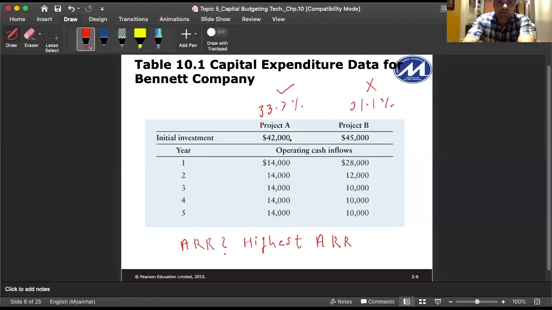Oh, yes. So we have this question. So I think you should calculate again payback period for this question. Which project we should select? Project A, project B, or both? It depends. So calculate payback period. Payback period. So which project we should select?